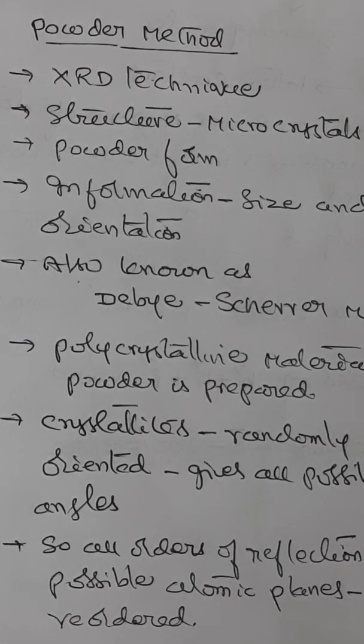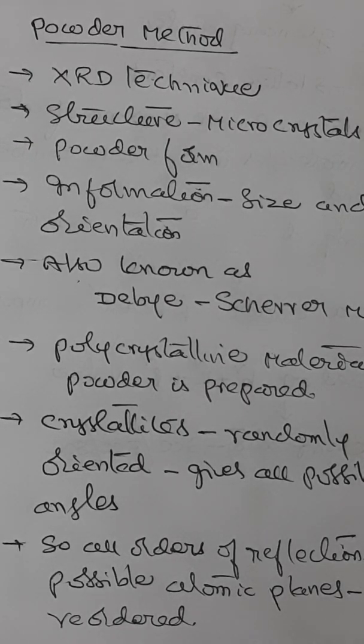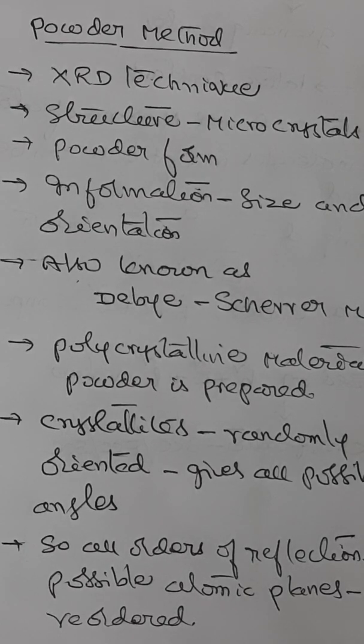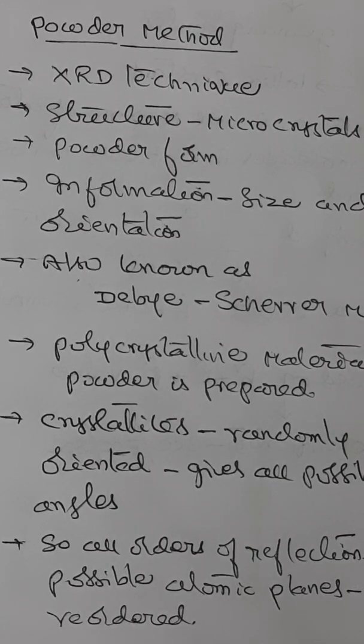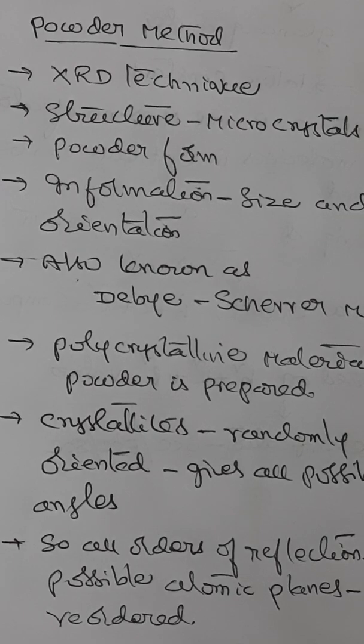The crystal whose structure is to be studied is crushed into the form of a powder. The powder is prepared by crushing the polycrystalline material so that it consists of the smallest pieces of crystals, tiny crystals in the form of almost a powder. That means it contains crystallites. So the powdered form is also known as crystallites.